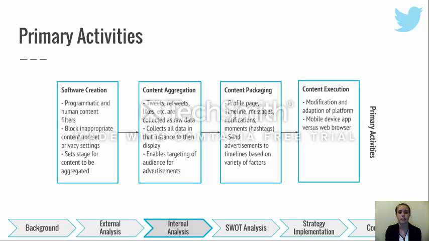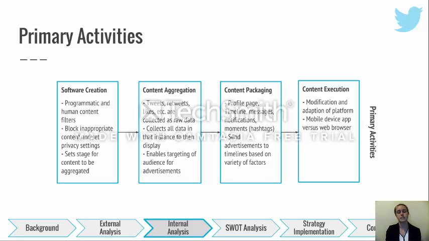Next we have content aggregation. That's all the tweets, the retweets, the likes, the direct messages, all that raw data is collected in one instance. Every time that you touch a button on Twitter, all that data is collected. They aggregate all of that, and this enables advertisers to start their targeting and collecting data to see your demographics, what you like, and where you're located. This stage is just collecting all the raw data without giving it back to you initially.